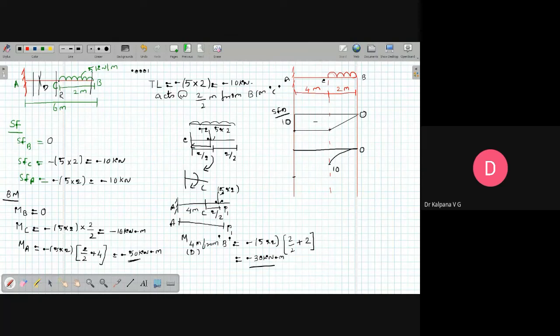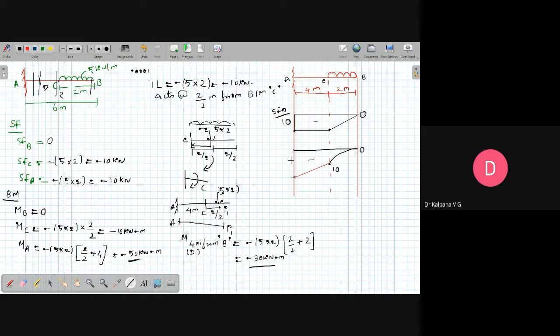If you consider from C, at 1 meter, instead of this 2 it will be 1. So 2 by 2 plus 1, which is 2 meters. So here it will come to 20. For the next 2 meters it is 30, 3 meters it is 40, and 4 meters you will be getting 50. So there will be a linear variation between A and C. So you have to connect it through a linear line.